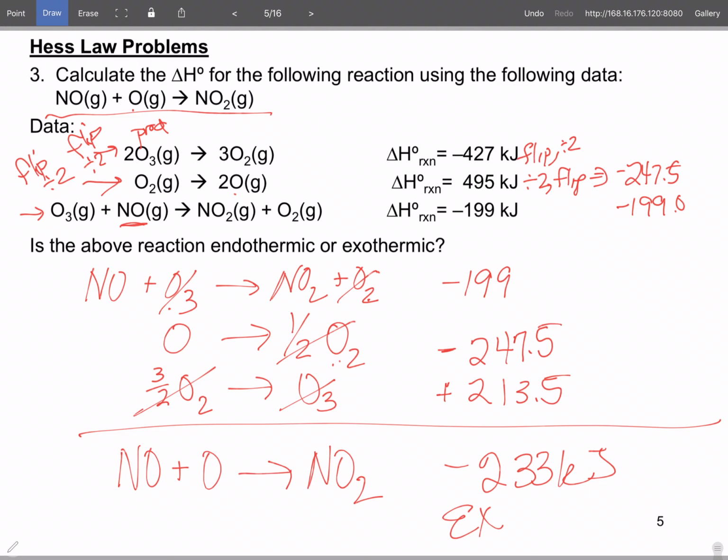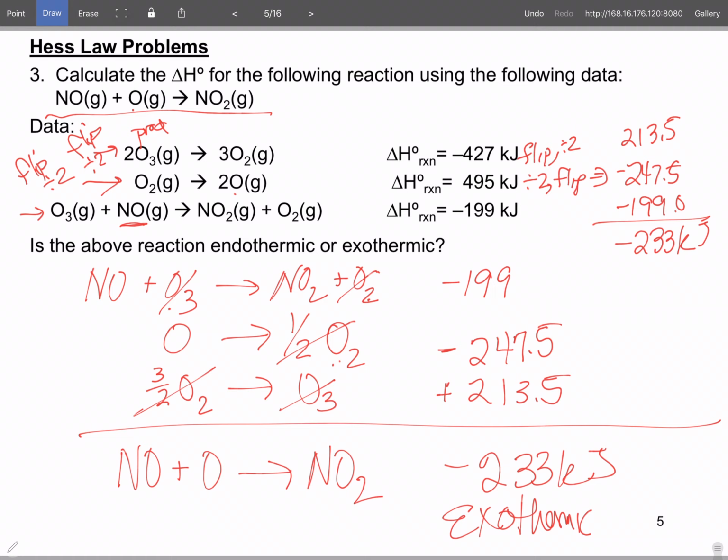Again, this is an exothermic reaction. So up here, it would have been 213.5, and we get negative 233. Now, do you have to do both? No. Some people are only going to do the top. Some people are only going to do the bottom. So I'm just showing you that you can look at it either way and be fine in doing these problems.